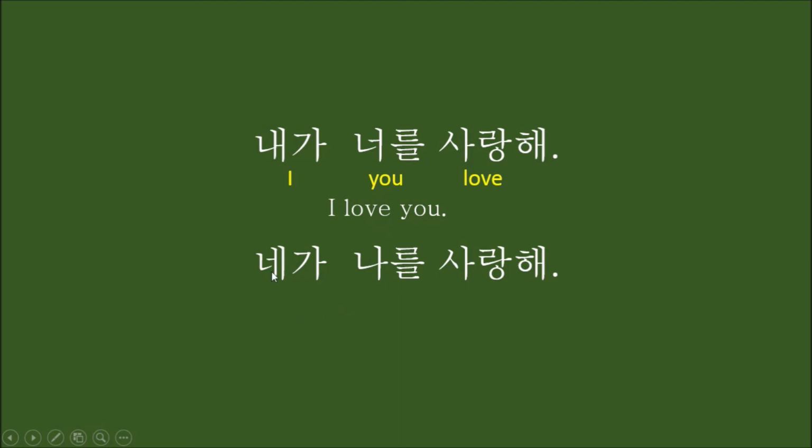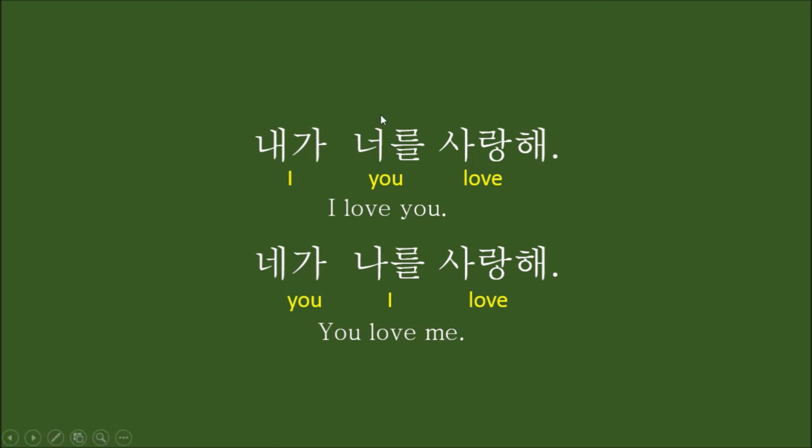The next sentence is 네가 나를 사랑해. If you break it down, it's you, I, love. And the act of 사랑해, love, is done on 나, which is I. So the meaning is you love me. Try to study them again and you will get a much better understanding.